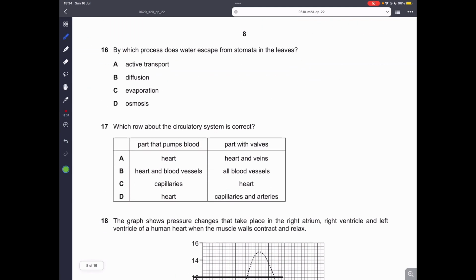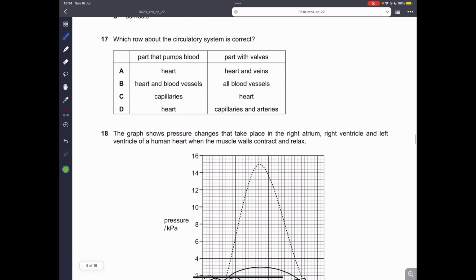Question 16. By which process does water escape through the stomata in the leaves? They escape by diffusion, because this is water vapor, so it does not escape by osmosis. Question 17. Which statement about the circulatory system is correct? The part that pumps the blood is actually the heart itself. The part with the valves, we want to know the part with the valves. So remember, veins have valves in them, and the heart as well has valves.